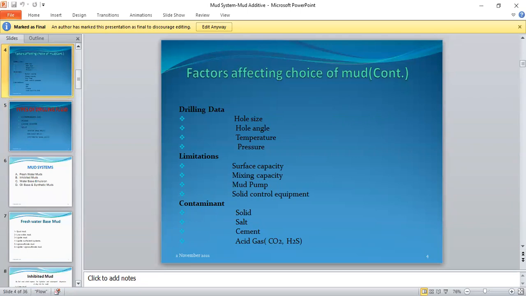One good thing about Nigeria is that we don't have hydrogen sulfide in our formations. And so we don't have that problem of hydrogen sulfide. Well, I remember when I was working in Gabon, we had hydrogen sulfide gas and we had to treat it. Everybody has to be trained on how to use the respiratory mask and cylinder. So these are the factors that affect the choice of choosing a mud system.